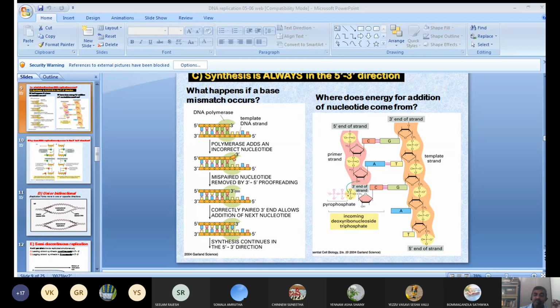What do you mean by the 3' to 5' exonuclease activity? That means it has the capacity to remove nucleotides from 3' to 5'. In the growing polynucleotide chain, the 3' end is always at the growing end, which is where the DNA polymerase is also attached. So when it is attached, what will happen when there is a wrong base incorporation?